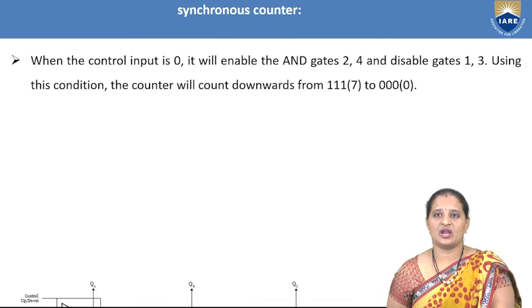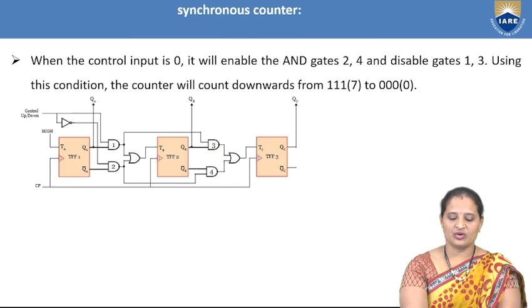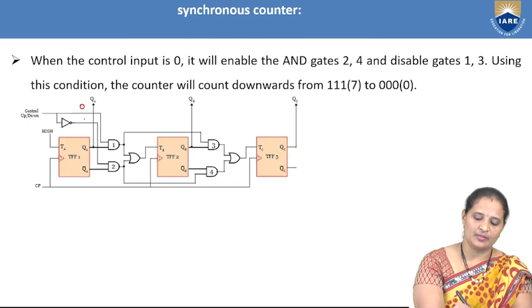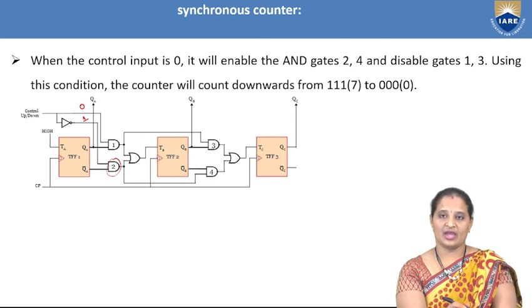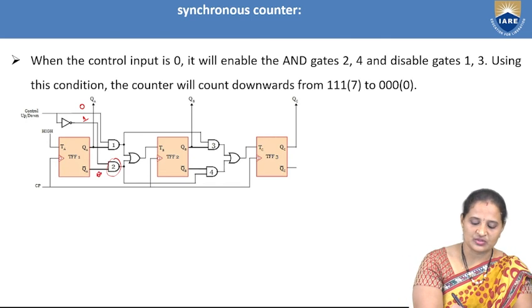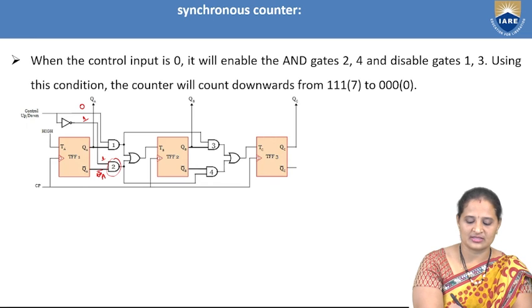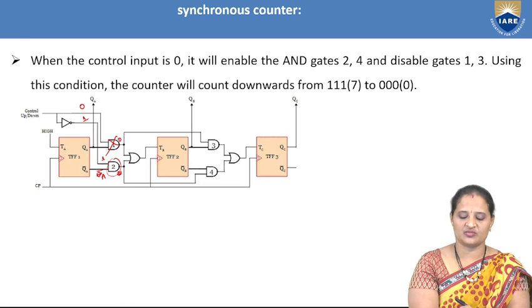Now what happens when the control input is 0? So when the control input is 0, this is 0, this is 1 now. So AND gate 2 is enabled now. So now this is enabled as this is 1, whereas this is disabled, so the output of this one is 0.